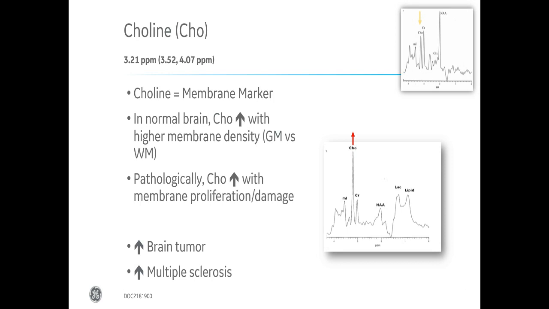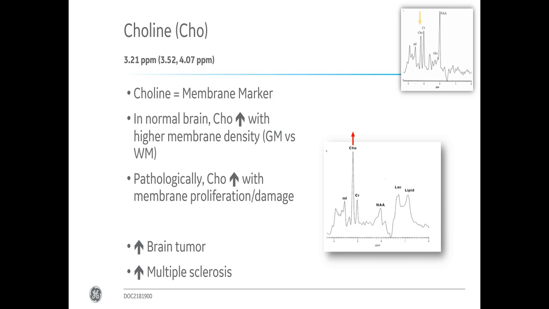So we see an increased choline signal in brain tumors like here, but there are also other tumor markers that we have today or that become more popular for specific tumors. But we see also an increase in choline in multiple sclerosis.